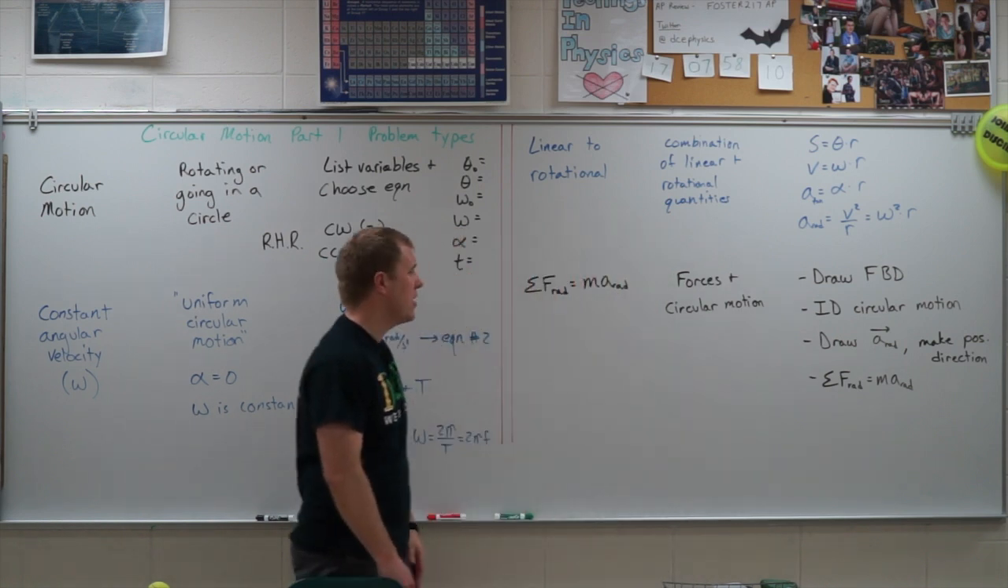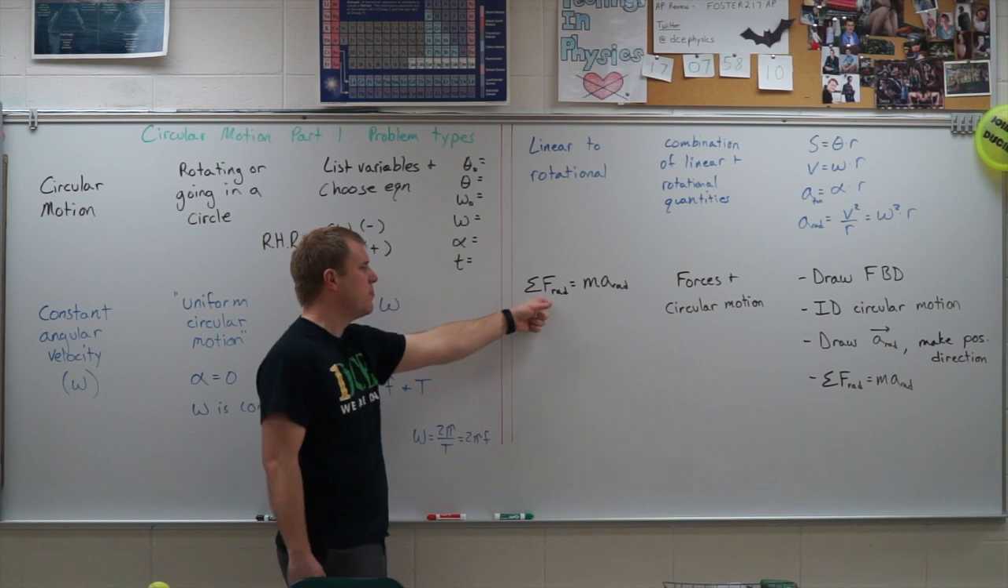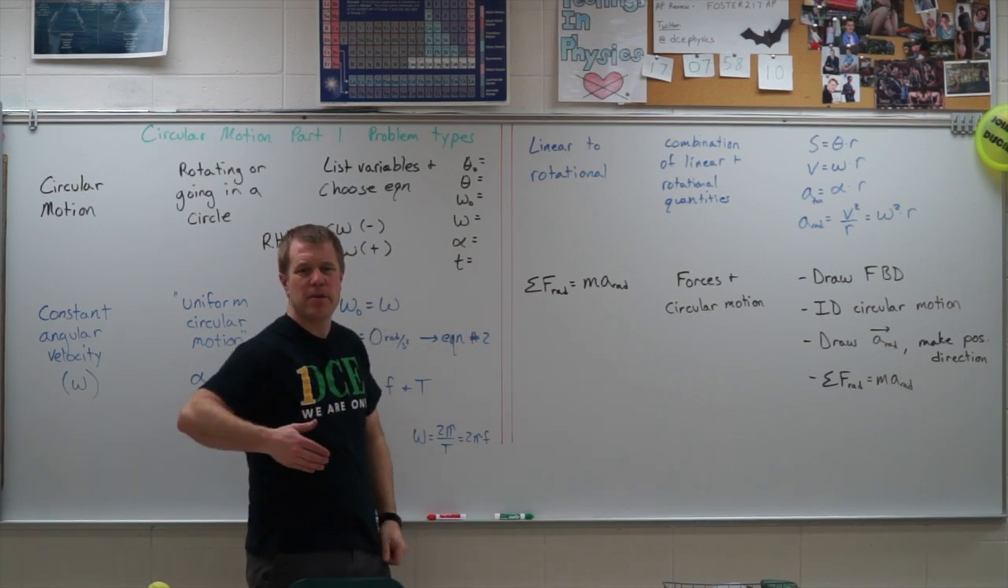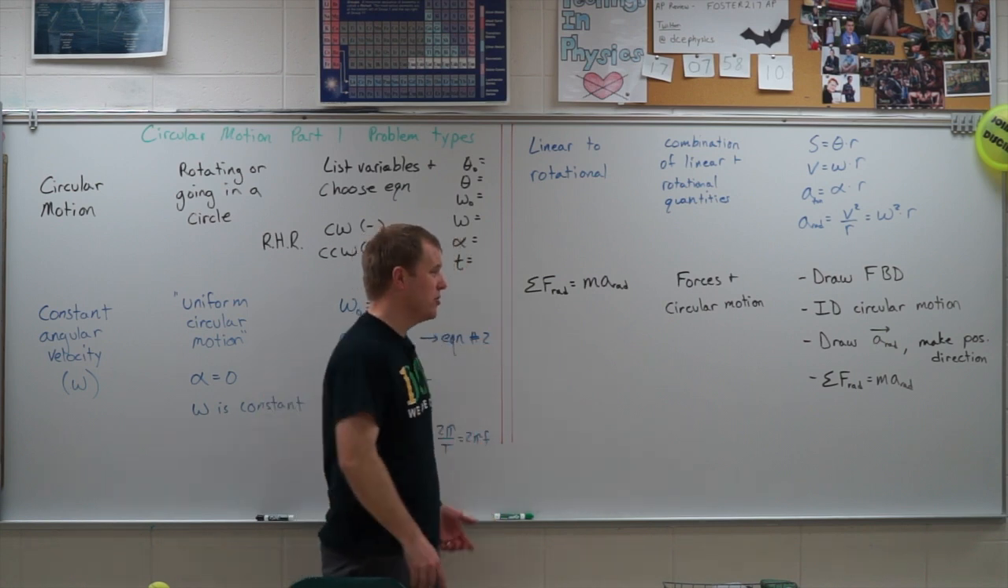omega squared times r. Lastly, if you have forces in a circular motion problem, we have a sum of the forces in the radial direction equals m a rad. We kind of have a second law problem here talking about the change in direction of that circular motion.